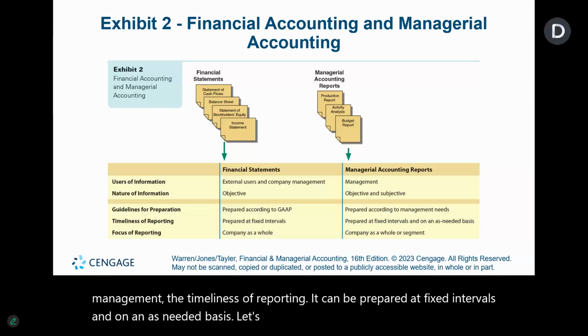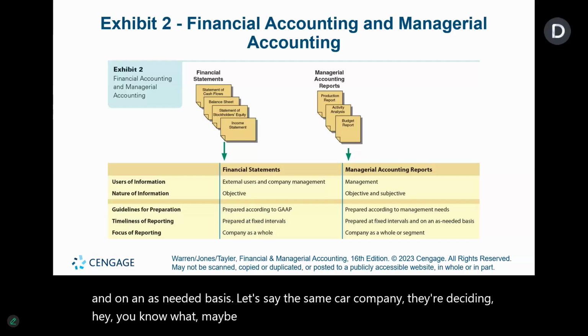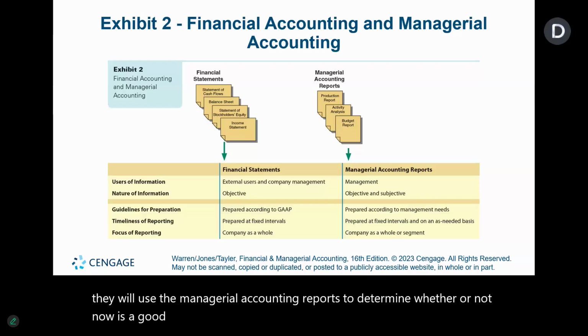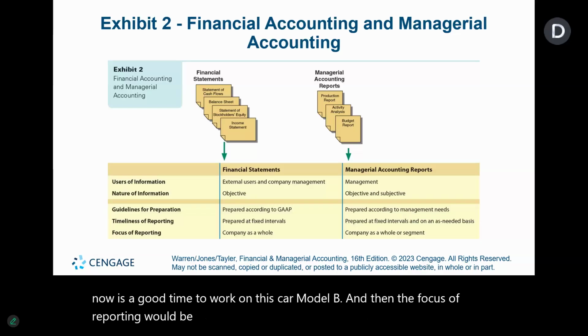Let's say the same car company is deciding, hey, maybe we want to come up with car model D. They will use the managerial accounting reports to determine whether or not now is a good time to work on this car model D. And the focus of reporting would be the company as a whole, or it can just be a segment.